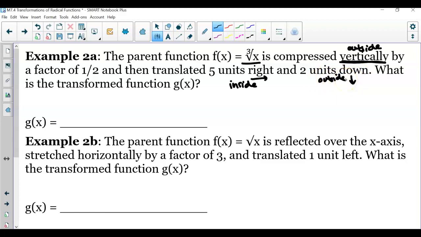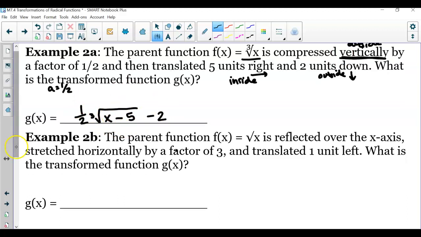So how is this going to look? So we have the cube root of, well, here we have a vertical compression, so outside, so a factor of 1/2. So A is equal to 1/2. Then we've got translate 5 units to the right, which means it's on the inside. But remember, inside is opposite. So this is not x plus 5, but x minus 5. Then 2 units down, which again is vertical, so outside, because we're going down, -2. So if you need to, think about the vertical again as the outside, horizontal is the inside.